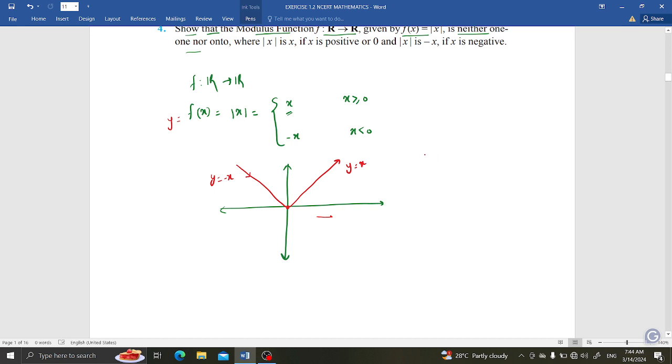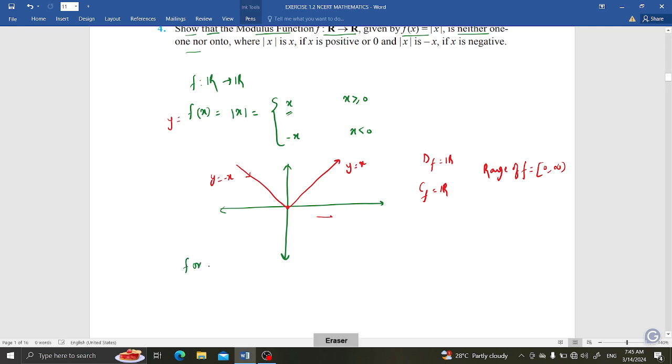Okay, here the domain set is complete R, the codomain set is also complete R, and the range of f equals closed 0 to open infinity. It means that the modulus function for every input provides non-negative values, either 0 or positive. So let's start it.